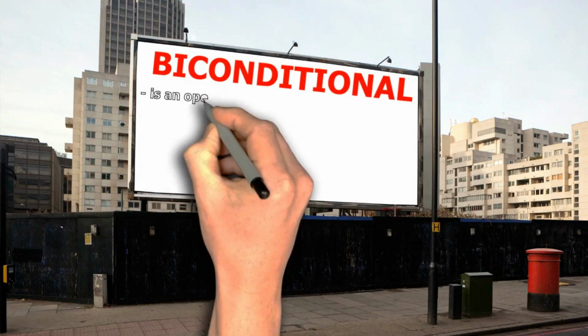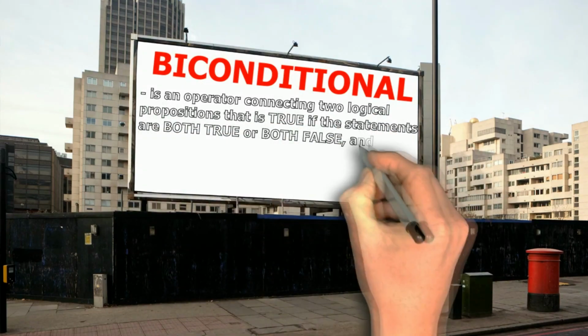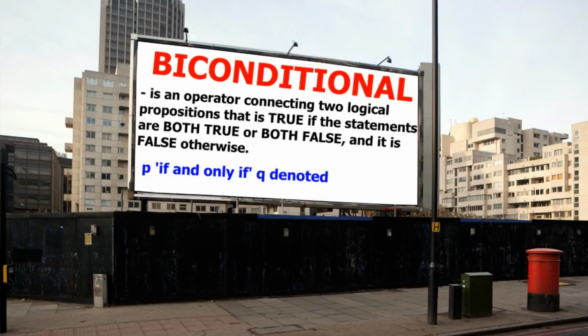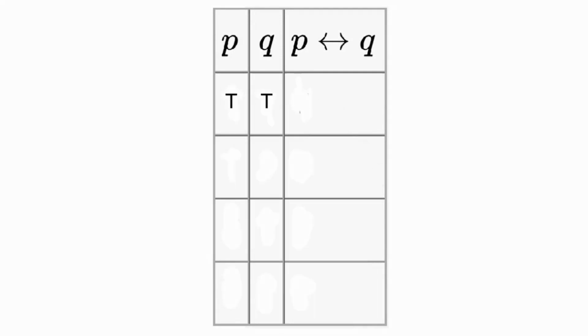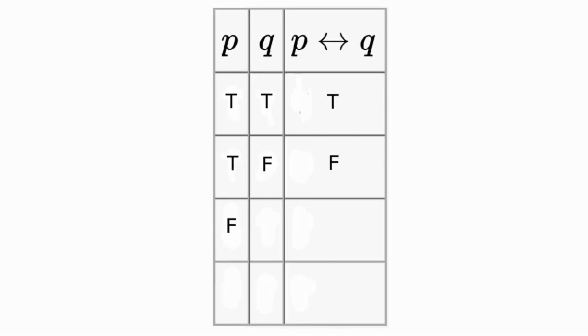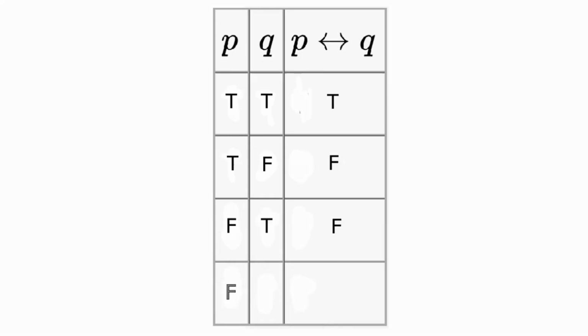A biconditional statement is an operator connecting two logical propositions that is true if the statements are both true or both false, and it is false otherwise. A biconditional from P to Q, denoted as P if and only if Q, is precisely defined by: if the antecedent is true and the consequent is true, then the statement is true. If the antecedent is true and the consequent is false, the statement is false. If the antecedent is false and the consequent is true, then the statement is false. If the antecedent is false and the consequent is false, then it's true.